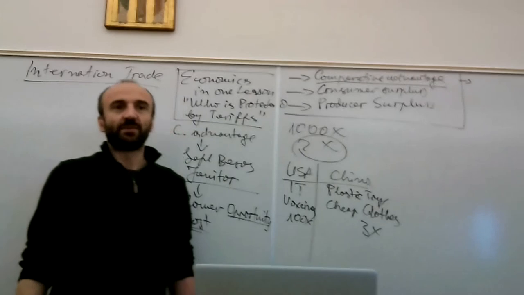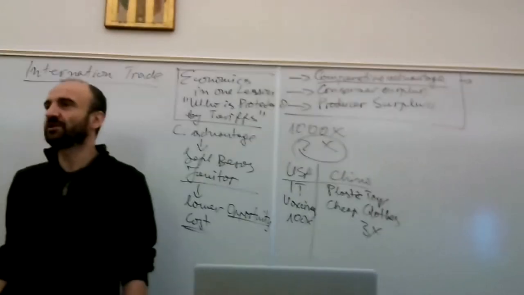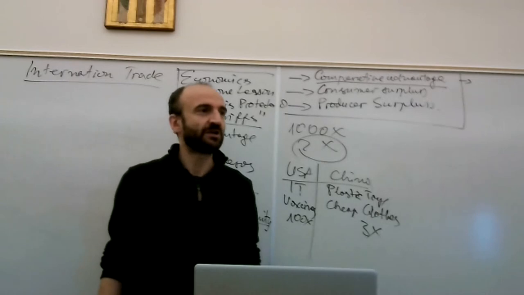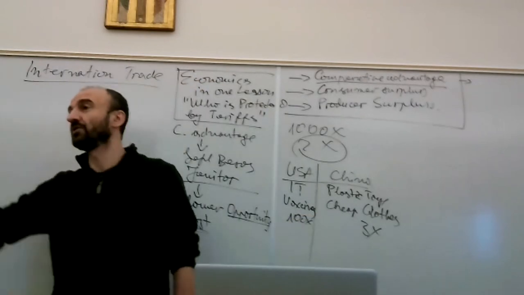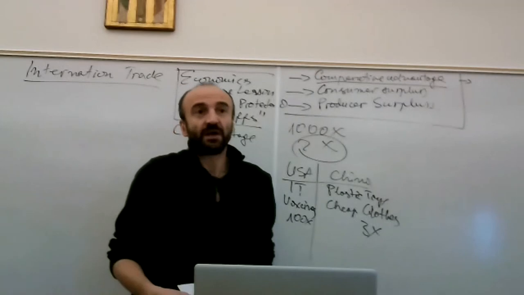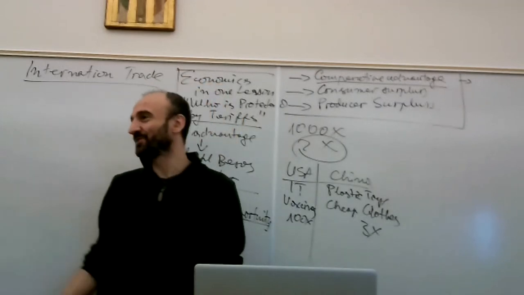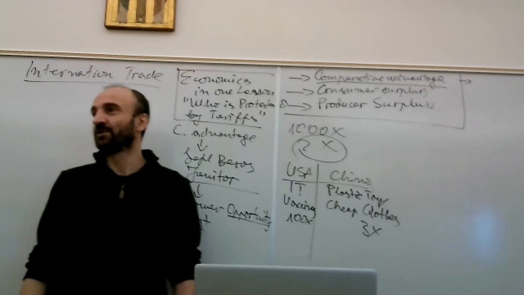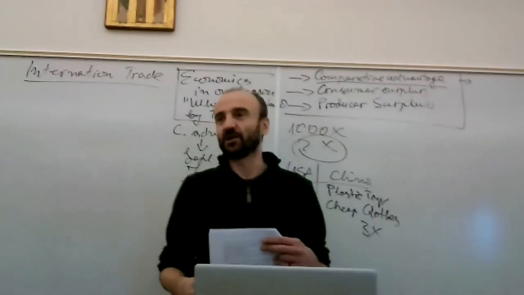So it has to protest, oh, we are not making plastic toys. Chinese are eating our lunch. Chinese are beating us because they make more cheap clothes. We used to make them before, now we don't. No, it doesn't make any sense. Yes, they are making cheap clothes, but they should be. It's our economic interest that they make cheap clothes and sell them to us.